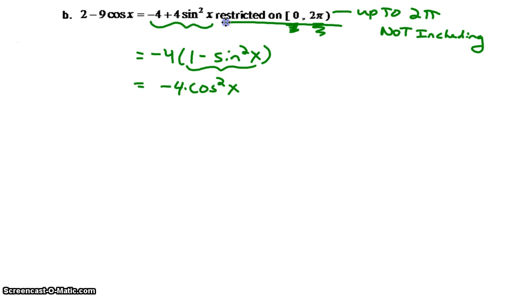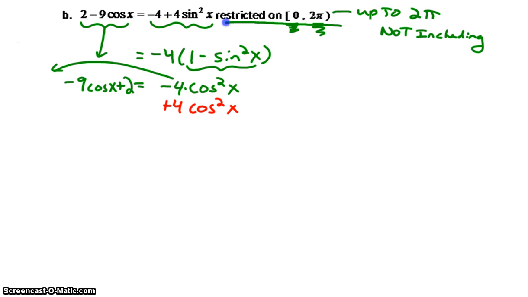Now on the other side, you'll notice I don't have this in descending order, so I will change this to a negative 9 cosine x plus 2. So again, I'm going to bring my right-hand side to the left-hand side because I want it positive. So I'll be adding this 4 cosine squared x to the other side, leaving me with 4 cosine squared x minus 9 cosine x plus 2, and that will all be set equal to 0.